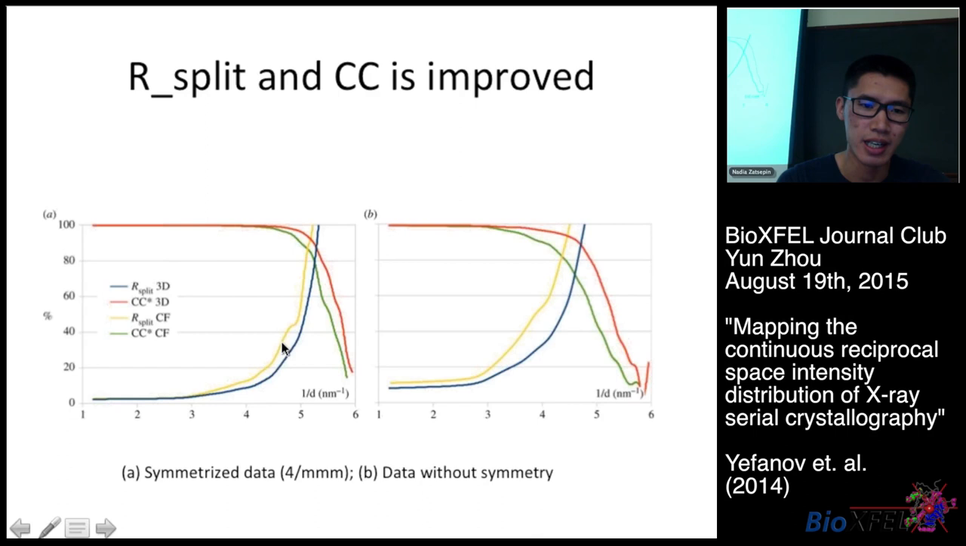With 3D imaging, they have a lower R split, and they have a higher correlation value. And this method works much better for data without symmetry. So it's showing a big graph. So for here.